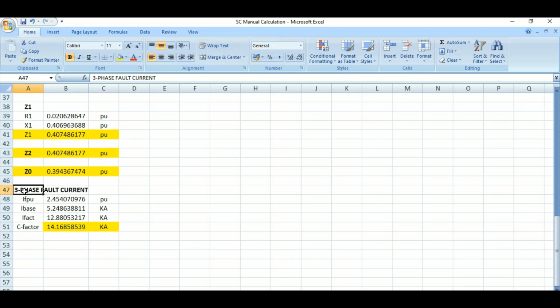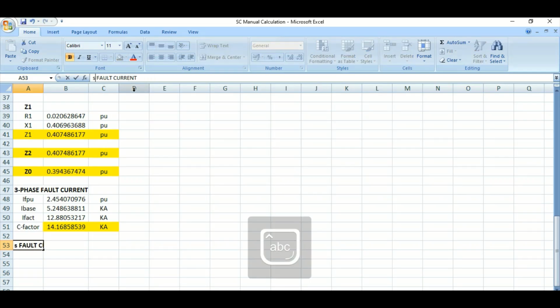Now we will calculate the single line to ground fault also, similarly. For SLG, single line to ground fault.